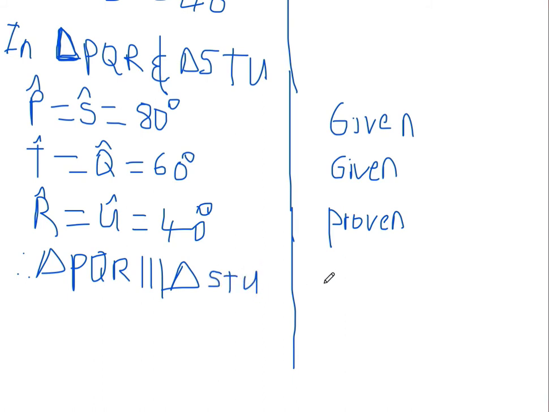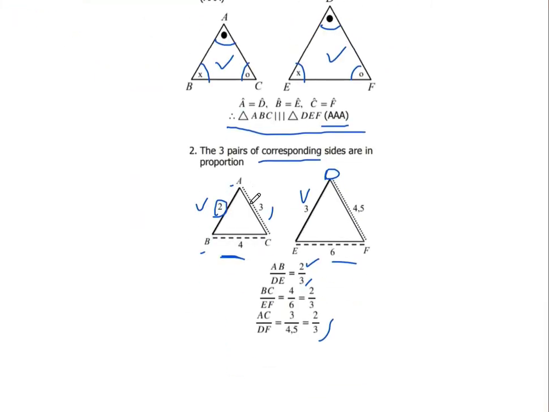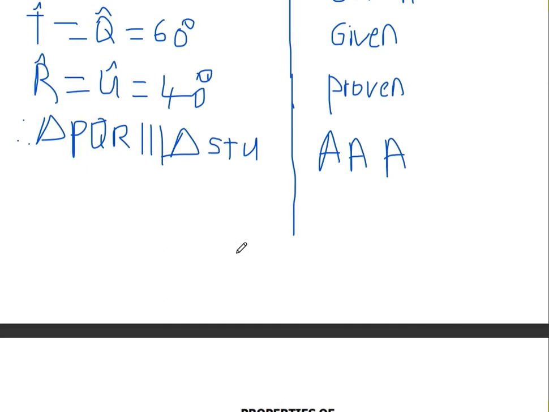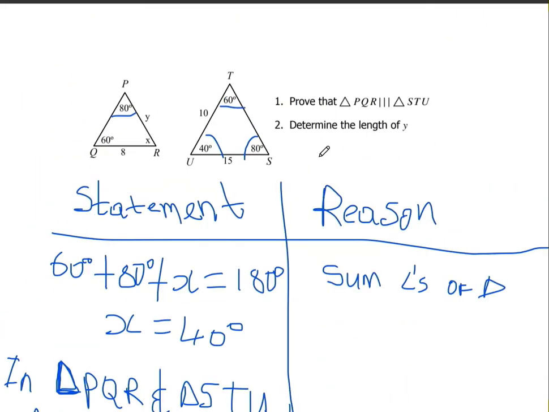That's how we prove that. And what is the reason for that? Angle, angle, angle, as seen on this page. Angle, angle, angle is one of the properties. Now we can solve the other question, because we're done with number one. We can go to number two.